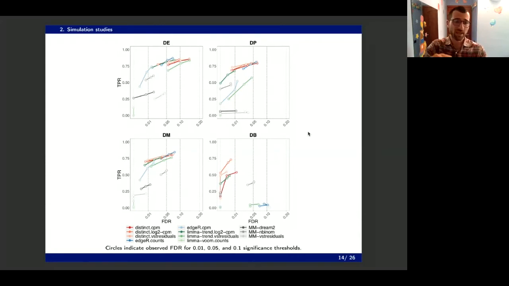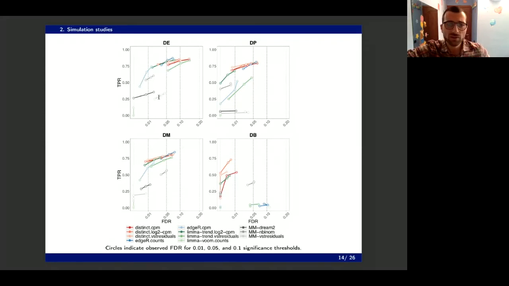But then there is a significant gain in the true positive rate from distinct in DB, which, if you remember, is the differential profile where there is no change in the mean between conditions. And in all cases, the false discovery rate is well controlled. And so this shows us that when there is a difference in the mean between conditions, distinct performs similarly to pseudo-bulk methods. But then it provides an advantage when there is no difference in the mean, which is expected from a conceptual point of view, because instead of looking at the mean parameter, it compares full distributions.